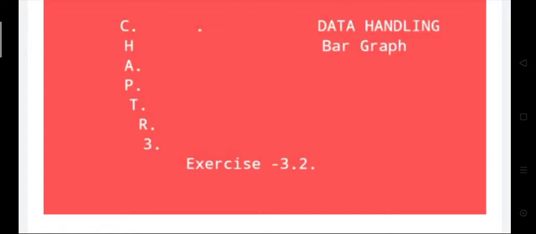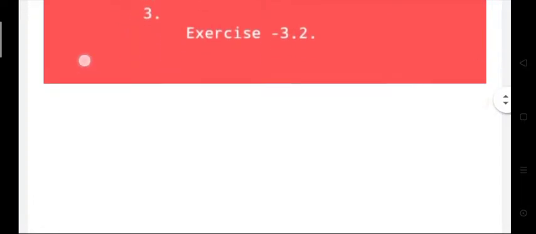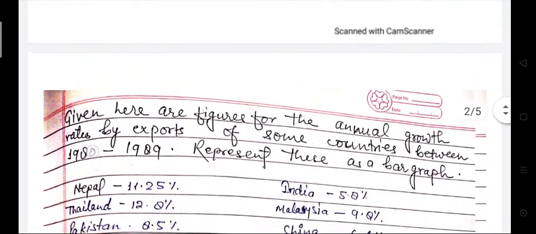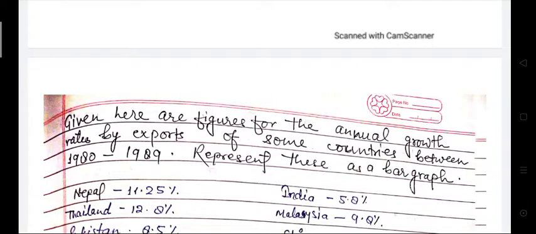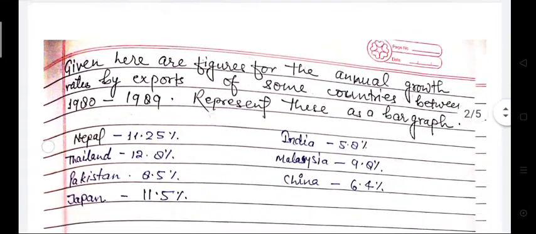So we shall start from a question which is given here. Here a question is given in which it says that given here are figures for the annual growth rate by the experts of some countries between the years 1980 to 1989, and represent the given data as a bar graph. Here some data is given.